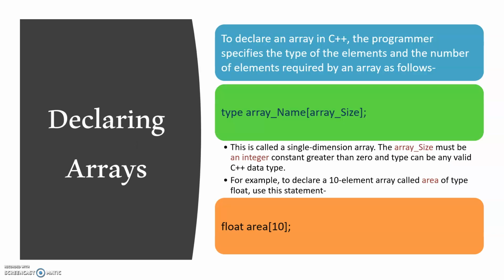Declaring arrays. To declare an array in C++, the programmer specifies the type of the elements and the number of elements required by an array as follows. The syntax is shown. This is called a single-dimension array. The array size must be an integer constant greater than 0, and the type can be any valid C++ data type. An example is shown.